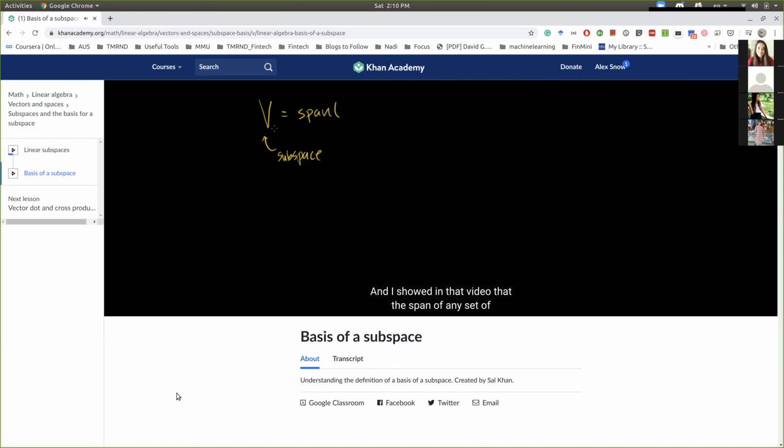And I showed in that video that the span of any set of vectors is a valid subspace. So this is going to be the span of V1, V2, all the way to Vn. It's going to be n vectors, so each of these are vectors. Now let me also say that all of these vectors are linearly independent. So V1, V2, all the way to Vn, this set of vectors is linearly independent.